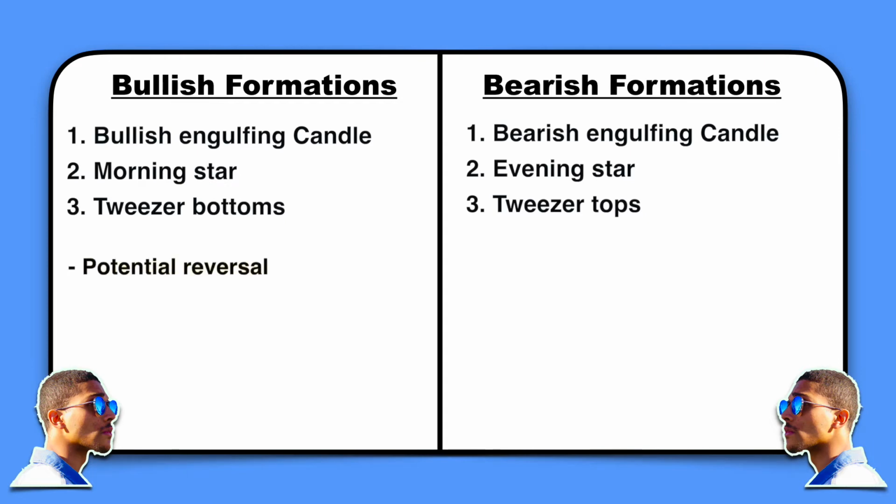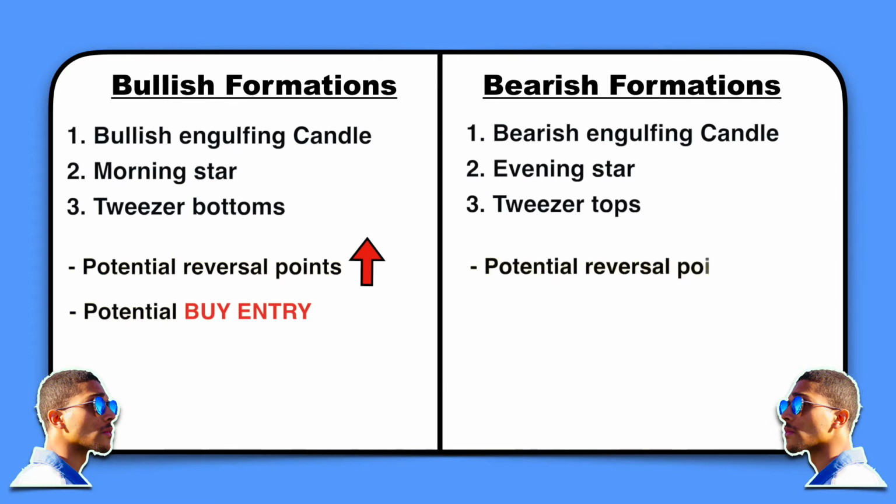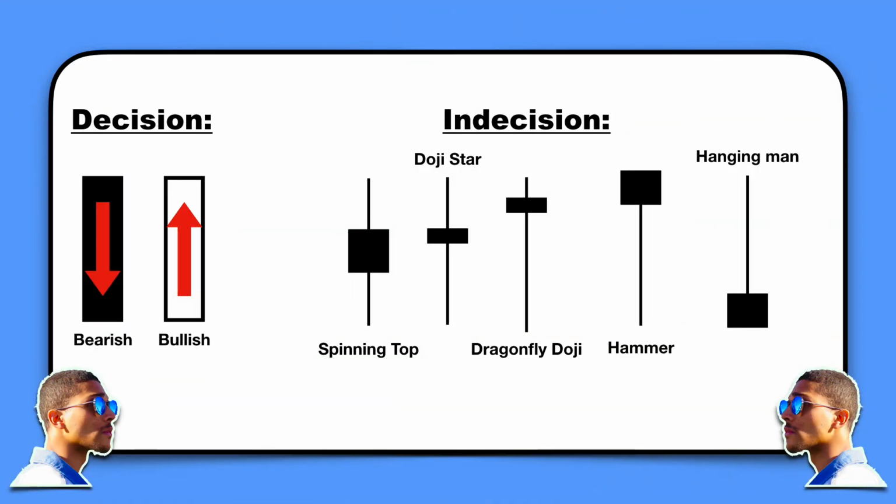These are all potential reversal points and indicate that the market will most likely rally after they form. These bullish candlestick formations provide you with the possible buy entry. The three bearish candlestick formations are a bearish engulfing candle, an evening star, and tweezer tops. These are all potential reversal points and indicate that the market will most likely dip after they form. These bearish candlestick formations provide you with a possible sell entry. If you combine decision candles with indecision candles, you get a candlestick formation that provides you with a trading signal.